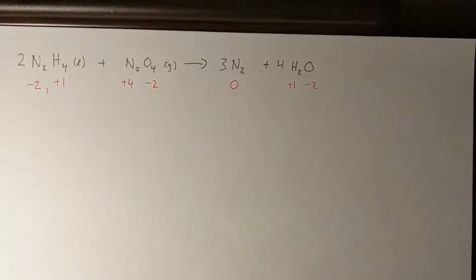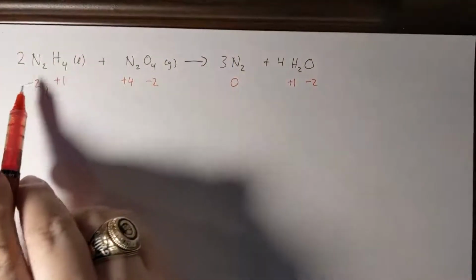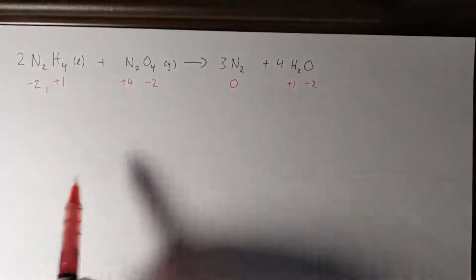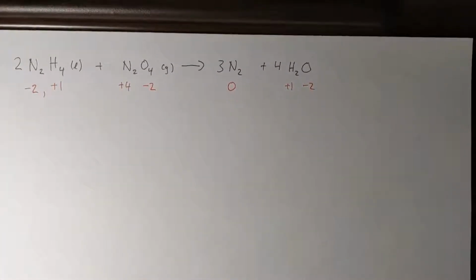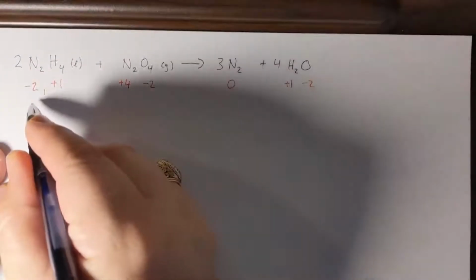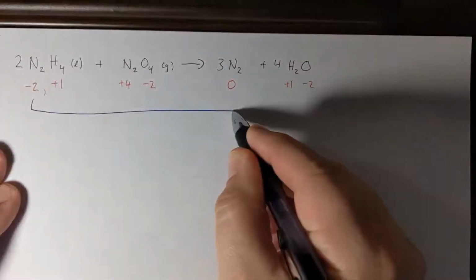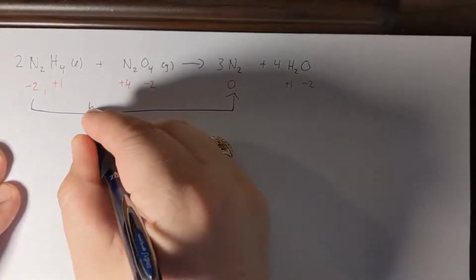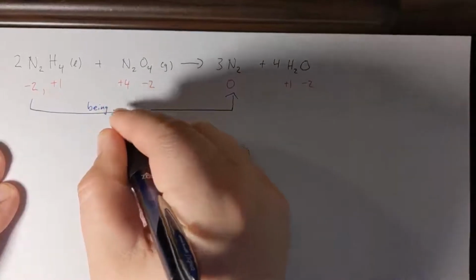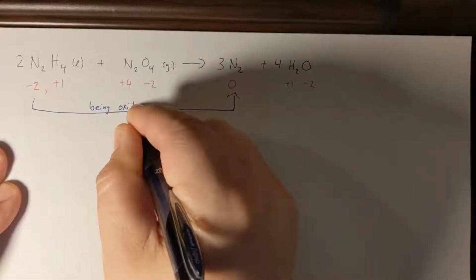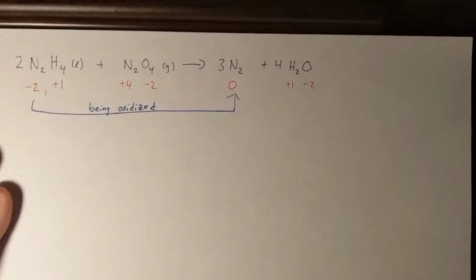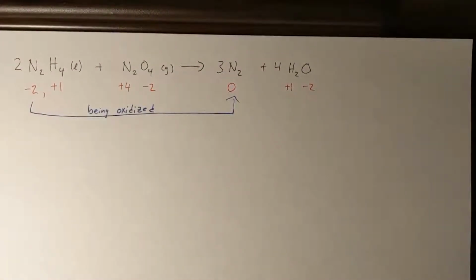What we see is that in the compound N2H4, we have nitrogen that goes from -2 to 0. And so here, because the oxidation number is getting larger, this nitrogen is being oxidized.